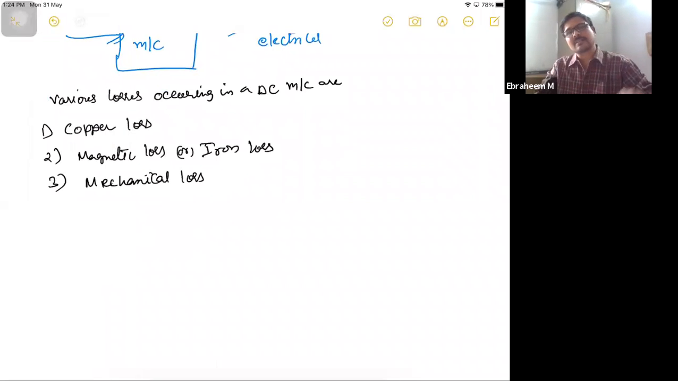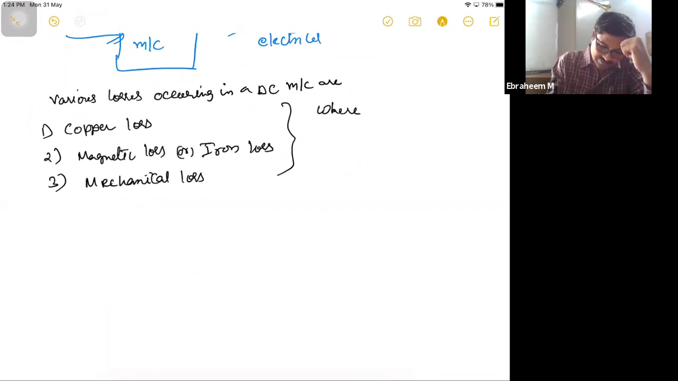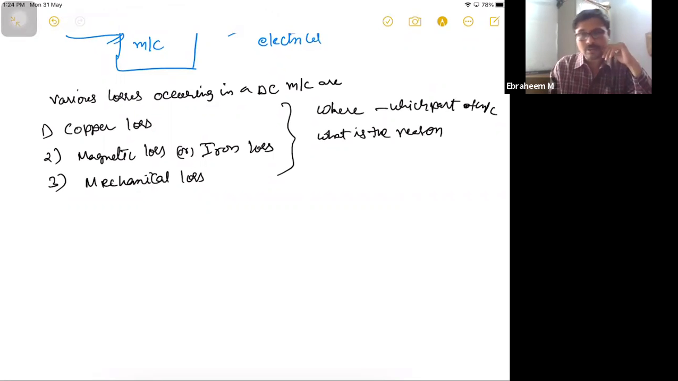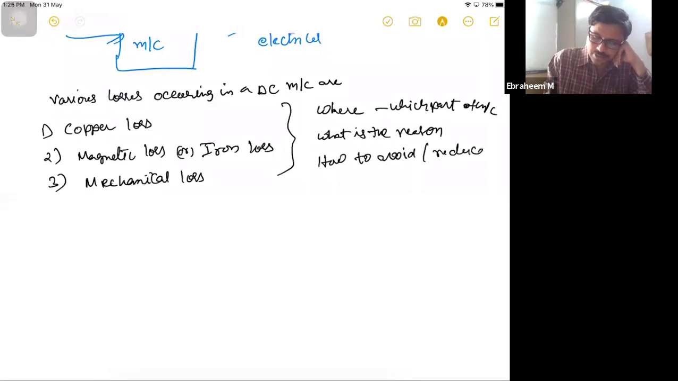So let us see which part of the machine these losses will occur in, what is the reason, and how to avoid or reduce them. You cannot avoid any loss, but you can minimize it as much as you can.